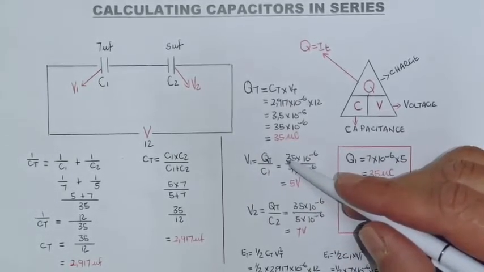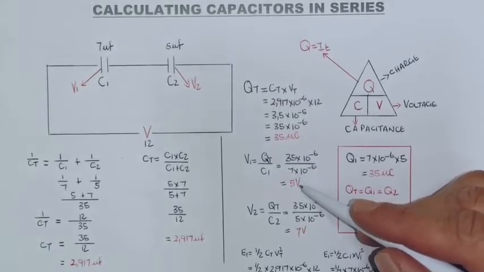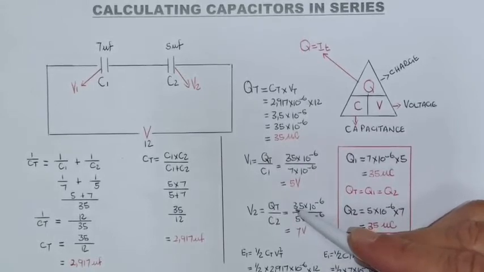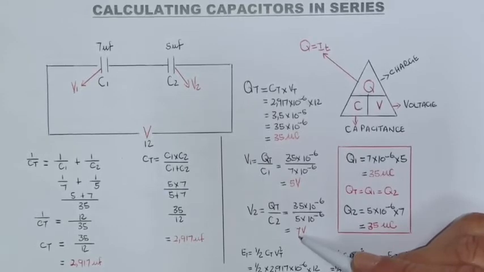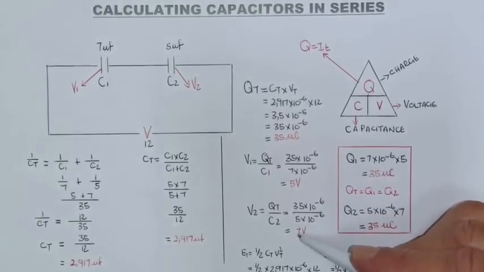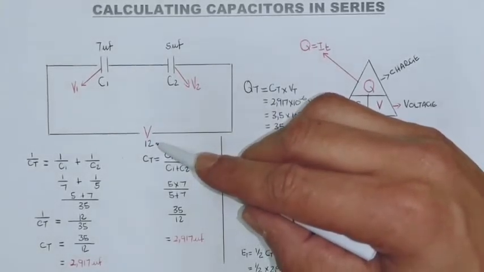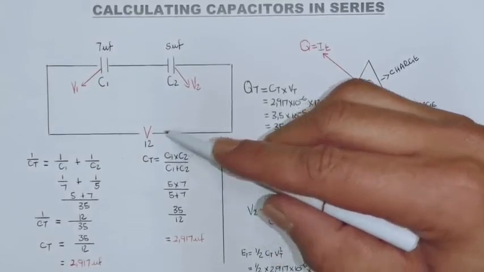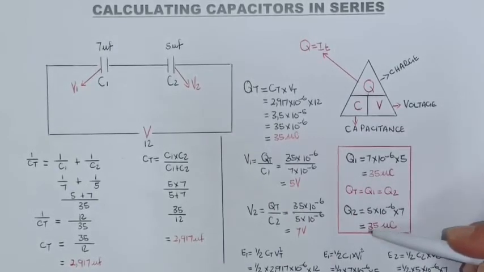Alright, so let's go back to the voltage drop. That will be my charge divided by my capacitance for capacitor 1, which will give me 5 volt for the voltage drop of V1. For V2, it will be my charge divided by my capacitance for C2, and I will get 7 volts. What I also want you to see here is that the sum of my two voltage drops must give me my total voltage in the circuit. Here in this block I have just proven that Q1 and Q2 equal the total charge of the circuit.